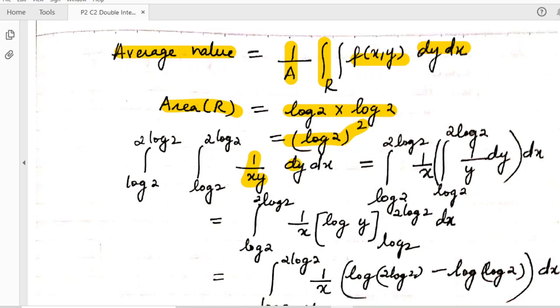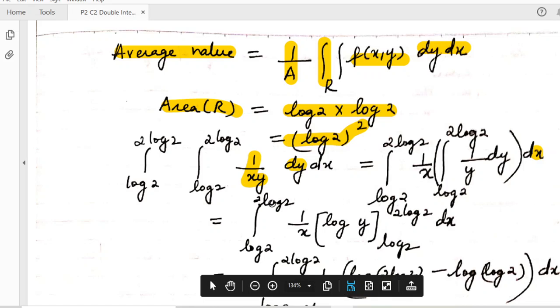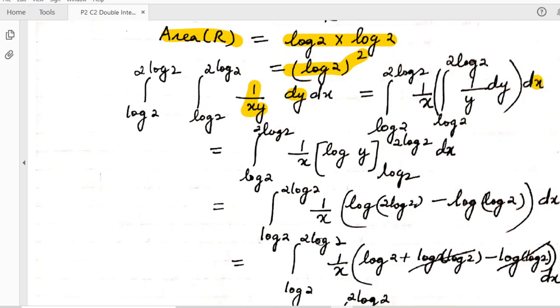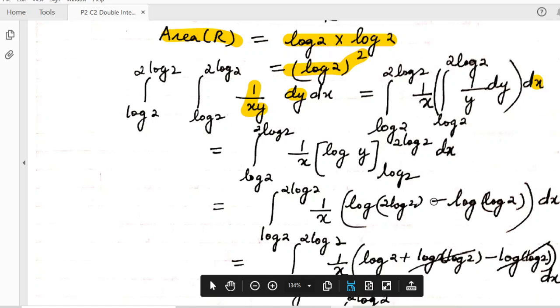So first let us integrate with respect to y. Integral log 2 to 2 log 2, 1 by x, integral log 2 to 2 log 2, 1 by y dy, dx. So integrating we get integral log 2 to 2 log 2, 1 by x, log y, limits are from log 2 to 2 log 2, dx. Then in the next step we'll be putting the upper limit for y minus the lower limit. So we get 1 by x, log of 2 log 2 minus log of log 2, dx.